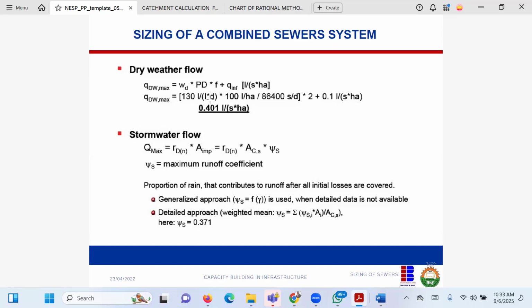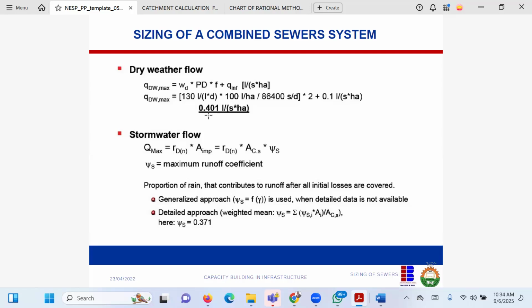But you now convert day into seconds, like we did in water reticulation. That is why we divide by 86,400. This 86,400 simply means 60 times 60 times 24. In order to convert day into seconds, then you multiply by a safety factor of 2, then you add infiltration water of 0.1 liters per second for every hectare.